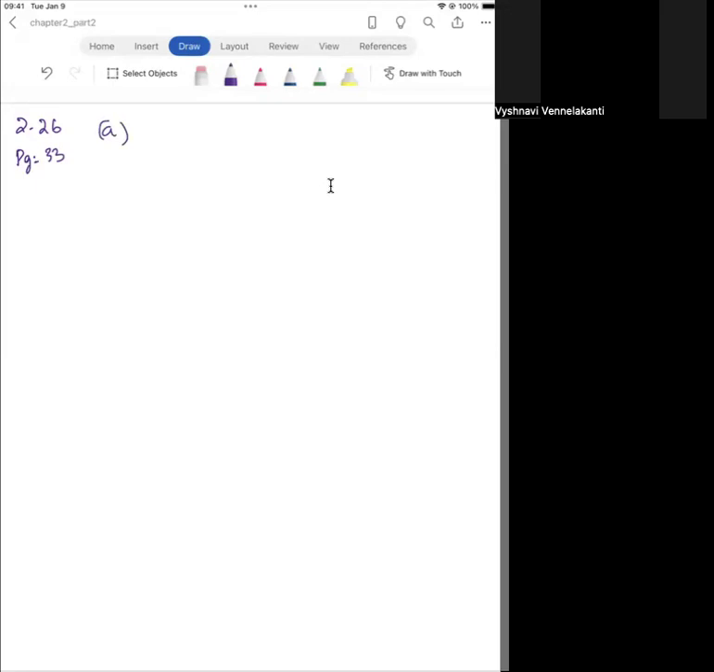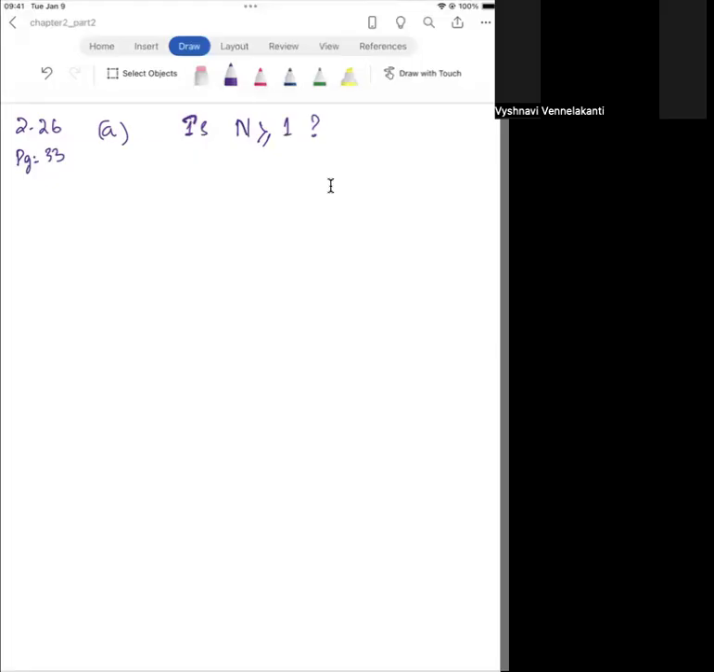For a particle in a one-dimensional rectangular well, must there be at least one bound state? So the question is whether the number of bound states is greater than or equal to one. Should you have at least one bound state?